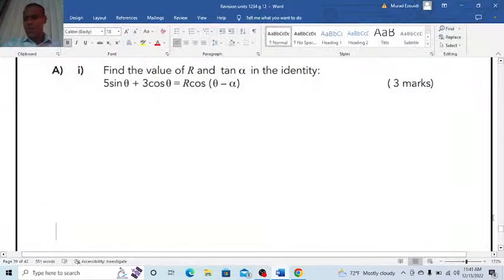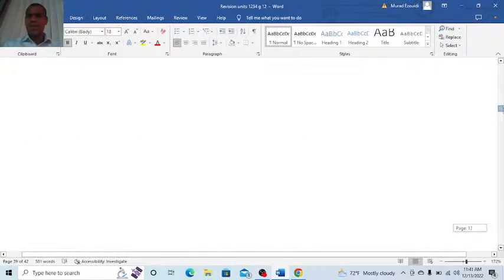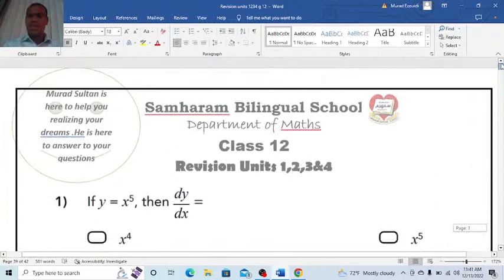This is our revision. I will just start from the beginning for those who didn't attend their lecture. You can see the Samahan Bilingual School, Department of Math, Class 12 Revision. Unit 1 means trig function, then differentiation, then complex number, then discrete random variable, and probability distribution.